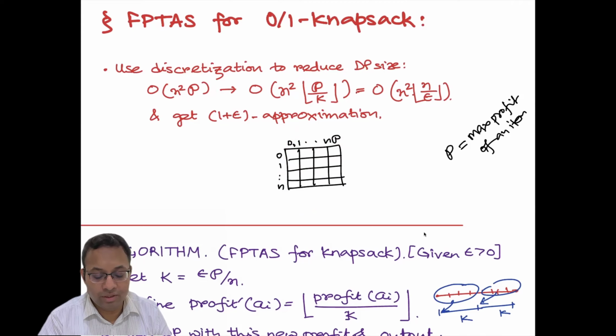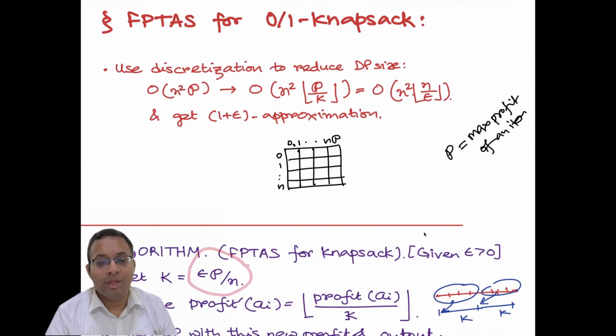Think of it this way: this is the profit values and this is the value of k. If we divide by k, all these values become 0, and all these values become 1. So all these are mapped to 1 and all these are mapped to 0. It's a discretization process. And we'll choose k to be epsilon p by n. Then we'll show two things. If we choose k like this, the runtime becomes polynomial in both n and 1 by epsilon. And second, which is more important, we have to show why such a k is useful.